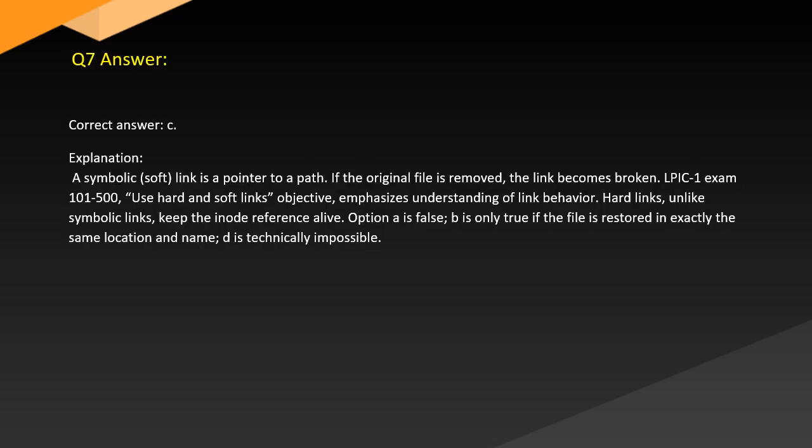D. The symbolic link gets converted to a hard link. Answer. Correct answer C. Explanation. A symbolic soft link is a pointer to a path. If the original file is removed, the link becomes broken.